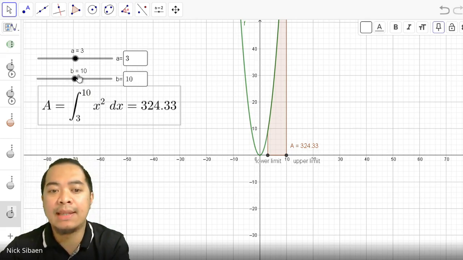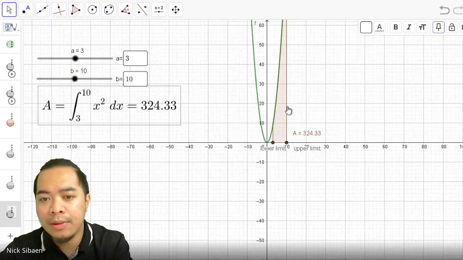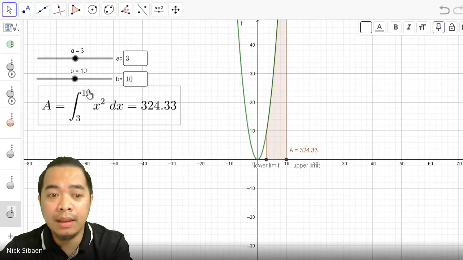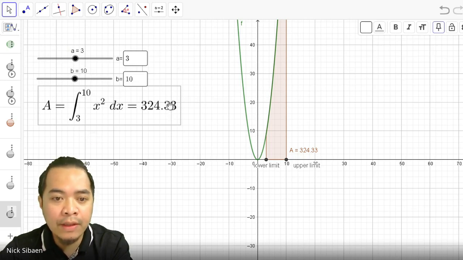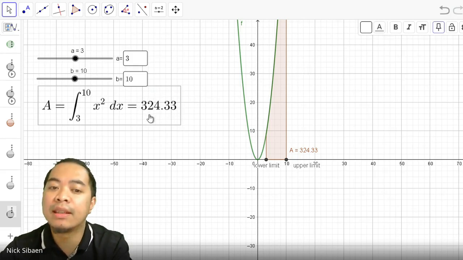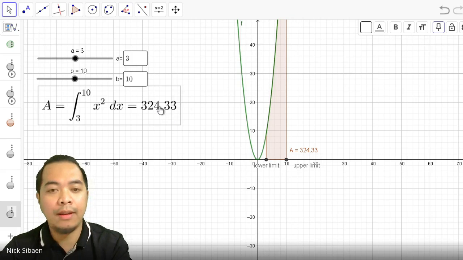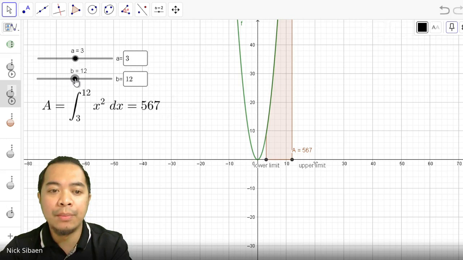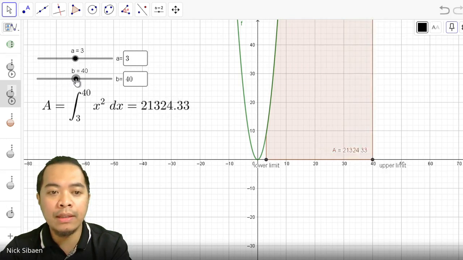Pataas yan ng pataas. So gawin natin, just to illustrate, what happens to this area, because in this case, pag magmula ka lang ng 3 to 10, very definite, specific, exact yung area na na-compute. It's 324.33 squared units. But what happens if we try the upper limit na pataas, paakyat ng paakyat? So maybe from 10, gawin nating 12, and then 40. So paakyat siya ng paakyat.